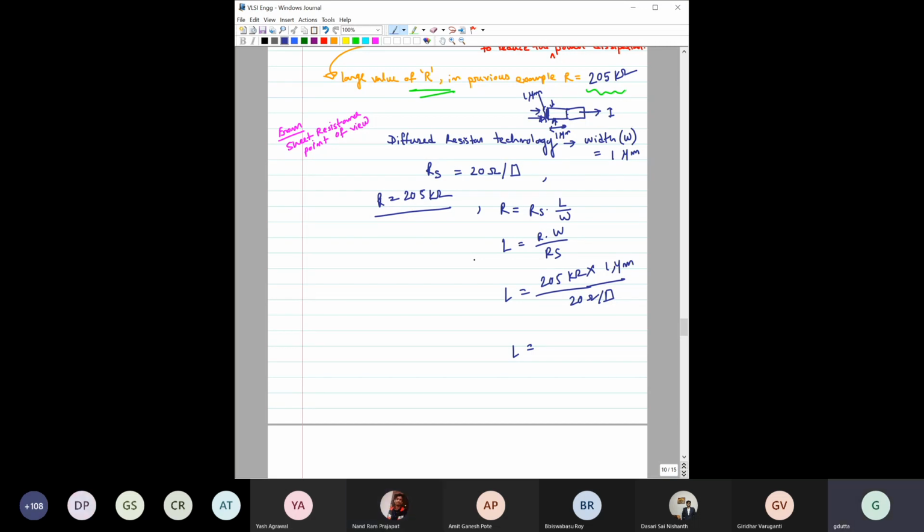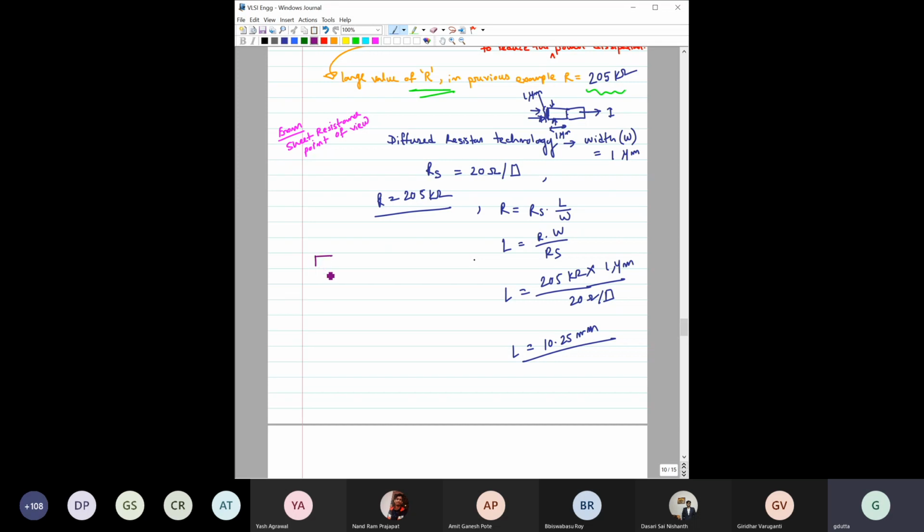10.25. What unit? Millimeter. Okay, I have not calculated it, so please do cross check this one. Okay, so 10.25 millimeter. So that means you understand what is the implication physically.